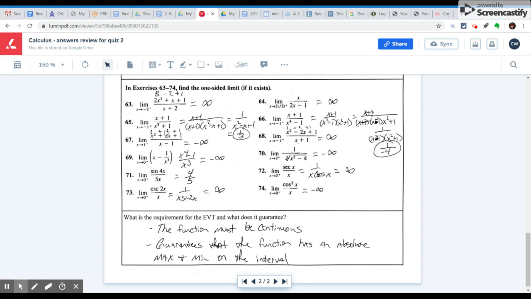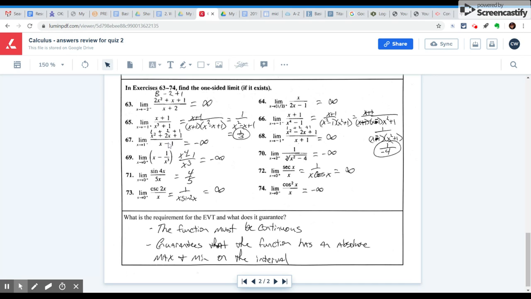So that means I got to do some work to get rid of that because I got to get rid of a hole. So I factor the bottom, which is a sum of cubes. So that factors into x plus 1 times x squared minus x plus 1. X plus 1's cancel, gives me 1 over x squared minus x plus 1. And then I plug in -1 again. So if I plug in -1 this time, I get a 1 plus a 1 plus a 1, which gives me the 1/3.